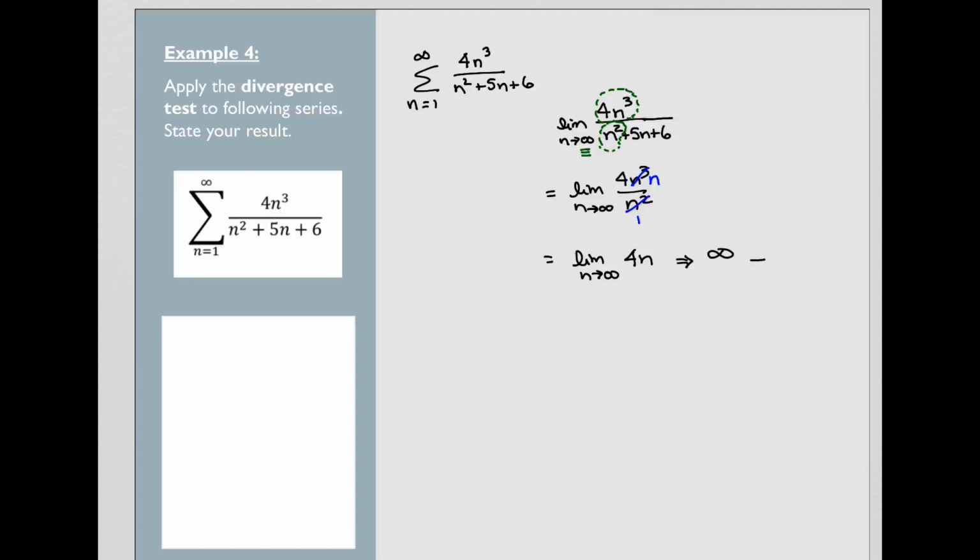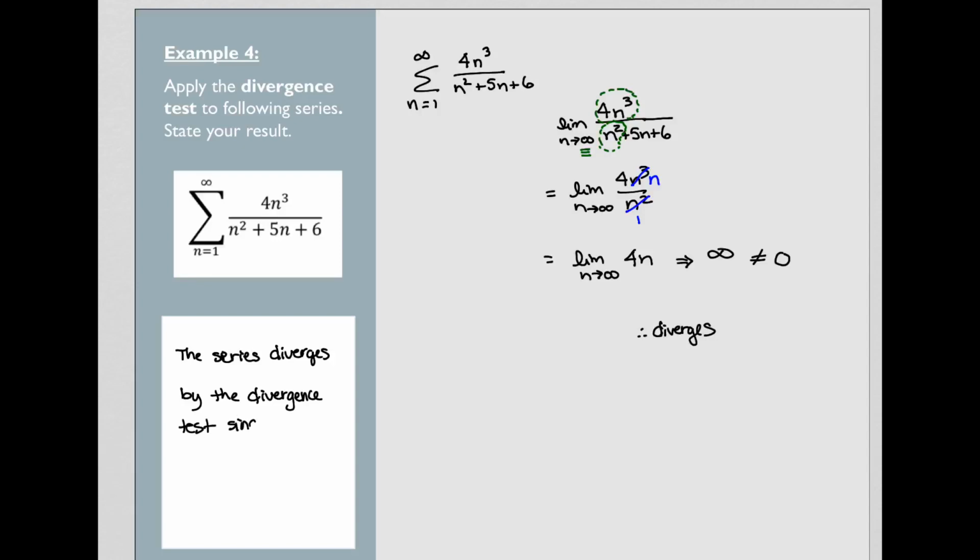That's a good result for us with the divergence test, because remember, the divergence test is all about, does this limit equal 0? Do those terms get smaller and smaller? They don't. They diverge. They get bigger and bigger. That tells us that our series is going to be diverging, right? And so let's state that result. The series diverges by the nth term divergence test. Or if we like, by the divergence test.